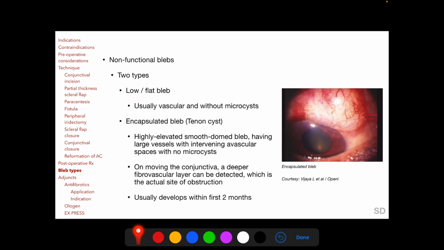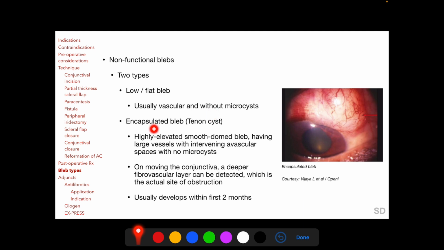Non-functional blebs which fail to control intraocular pressure can be either a low or flat bleb or an encapsulated bleb, which is also known as a Tenon cyst. In a low or flat bleb, there is no space between the conjunctiva and the episclera, and these blebs are usually vascular and do not have microcysts in the conjunctival epithelium.